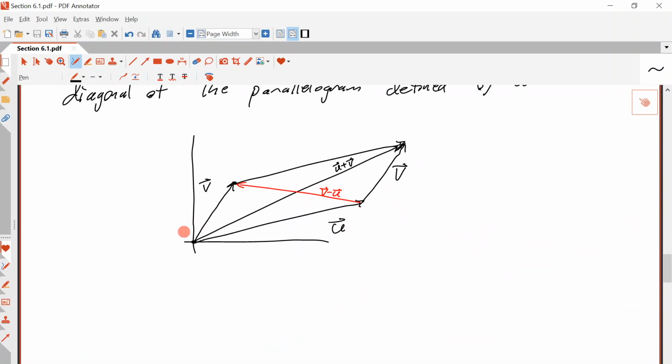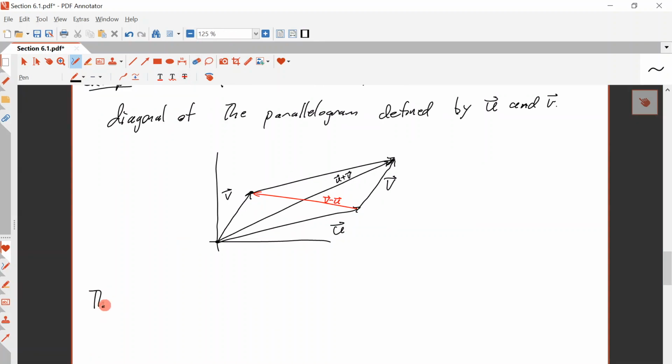So given that notion, this is a nice outcome here. In R2, if you have 2 vectors u and v, you've got this angle theta between them.